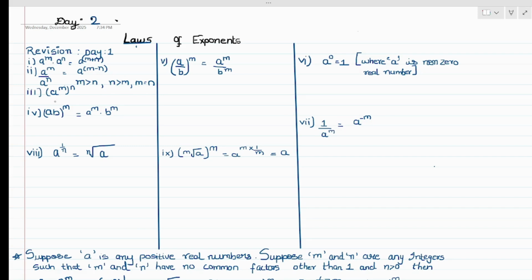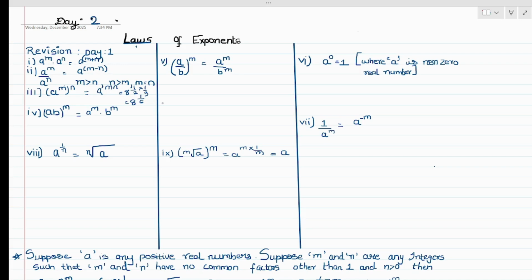Third, we saw that (a^m)^n gives you a^(mn). Suppose we take a as 8, m as 1 by 3, and n as 1 by 2. So my number will be 8 raised to 1 by 2 times 1 by 3, so my final answer would be 8 raised to the power 1 by 6, as 2 times 3 gives you 6.